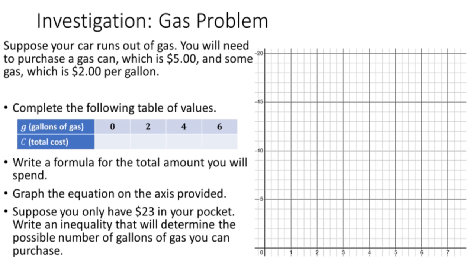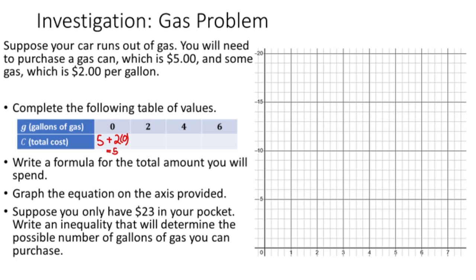We're going to start off by completing the following table, where the first row is the amount of gas we're purchasing in gallons, and C is the total cost we will have to spend at the gas station. First, how much do we have to spend to buy no gas? Well, keep in mind in the problem, we are told that we are purchasing a gas can, which is $5, plus $2 for every gallon of gas. But we're not buying any gas, so plus 2 times 0. So here, we would just be spending $5.